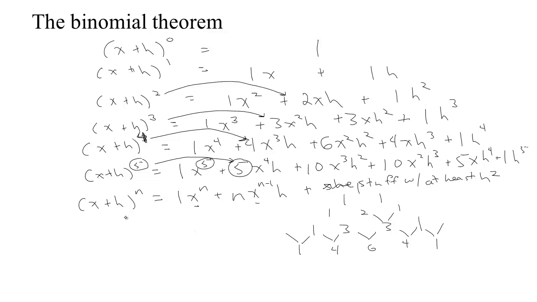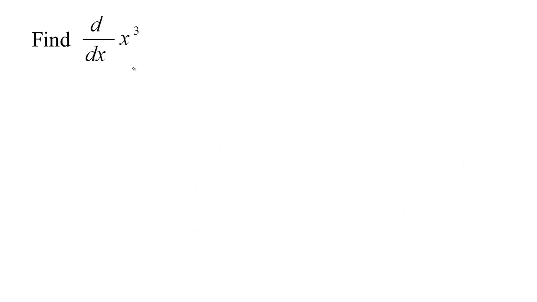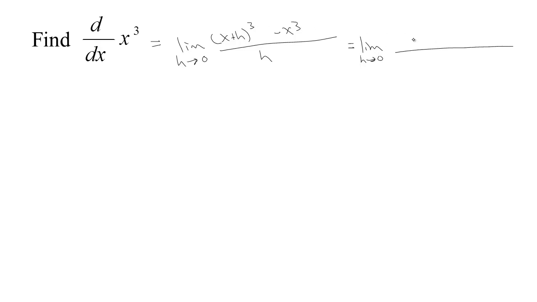So let's go back and see how that can help us with our original problems. We wanted to find the derivative of x cubed, and we knew that would be the limit as h tends to 0 of x plus h cubed minus x cubed over h. But from the binomial theorem, or using Pascal's triangle, we can expand that pretty quickly. We get x cubed plus 3x squared h plus 3xh squared plus 1h cubed minus x cubed all over h.